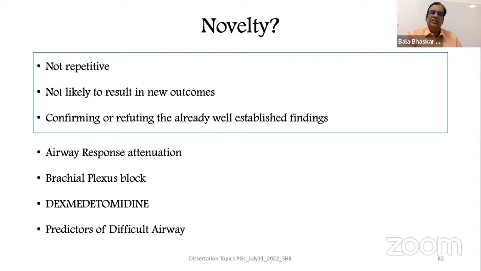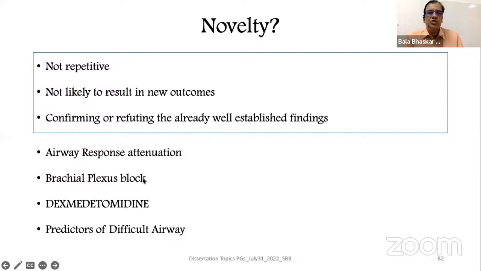And if I go further, I will say I'll give an epidural anesthesia for a procedure which is lasting for 3 hours. It's a well-proven technique. So trying to say something which is well-established, well-accepted across the world for the last few decades, is not acceptable and taken up as a novel thing. For example, in an airway response attenuation study, even now if somebody says I'm going to compare lignocaine with a beta blocker, it's not acceptable.